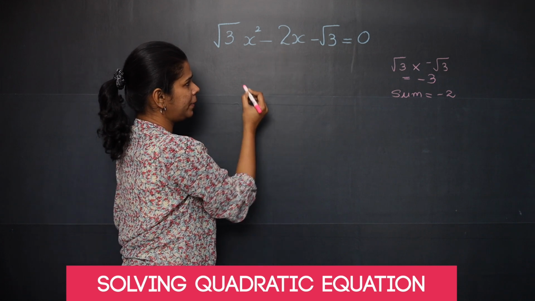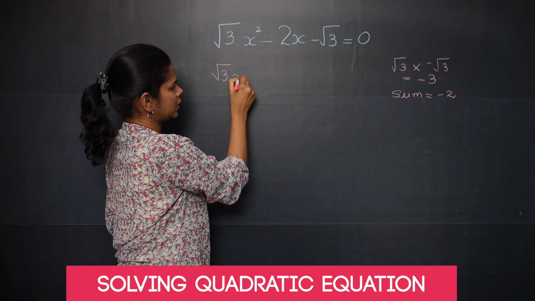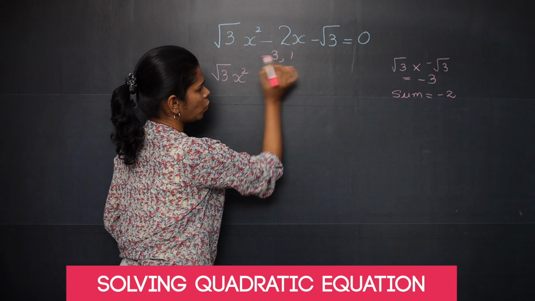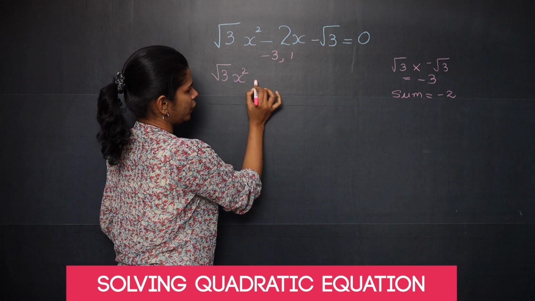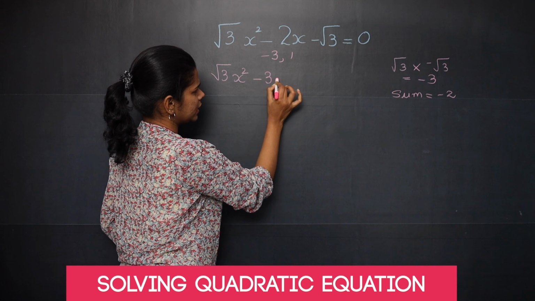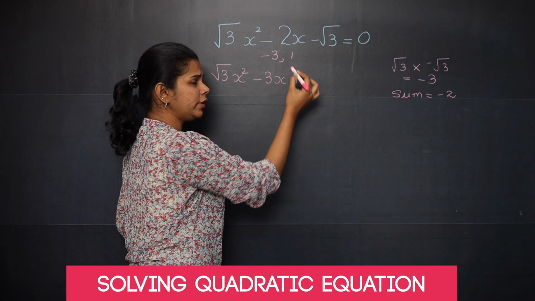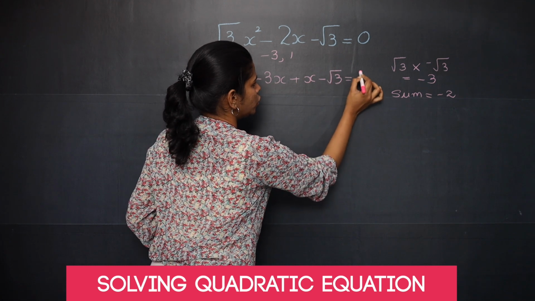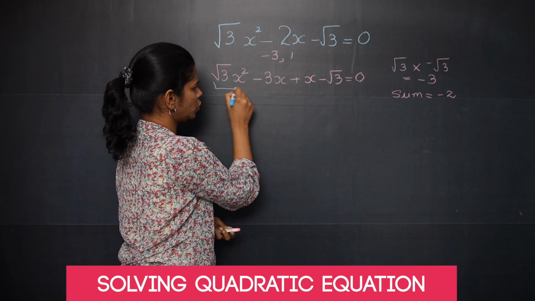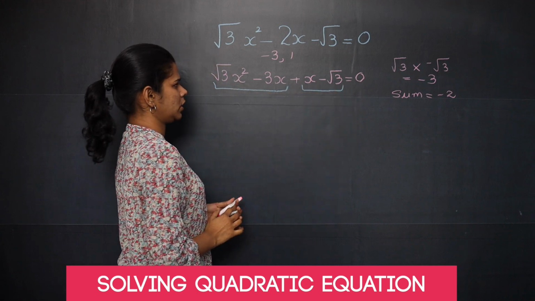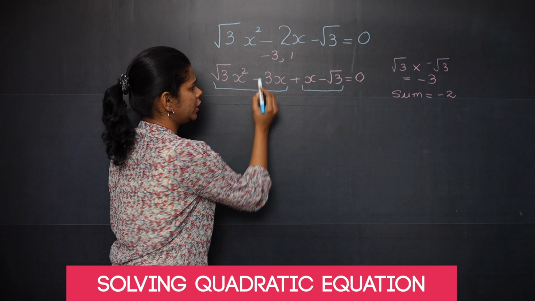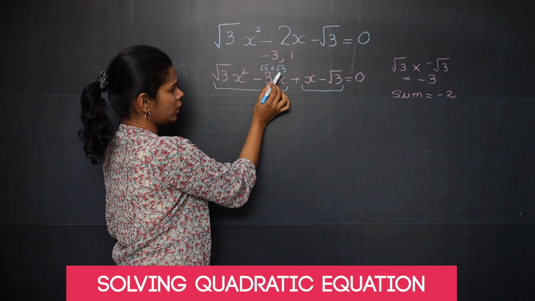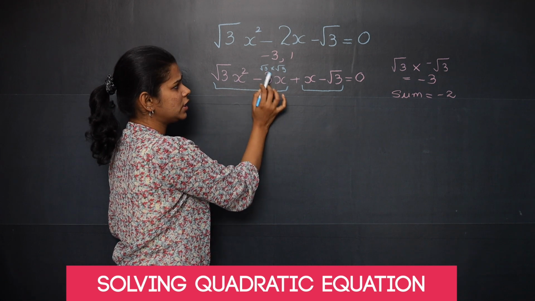So you can split the middle term as root 3x square. You are taking the numbers negative 3 and 1. Okay. So you will get it as minus 3x plus 1x. You can write it as x minus root 3 equal to 0. Now you will take the first two terms and the last two terms. Here 3 can be written as actually root 3 into root 3. So when you look at this, you can see root 3x is common.